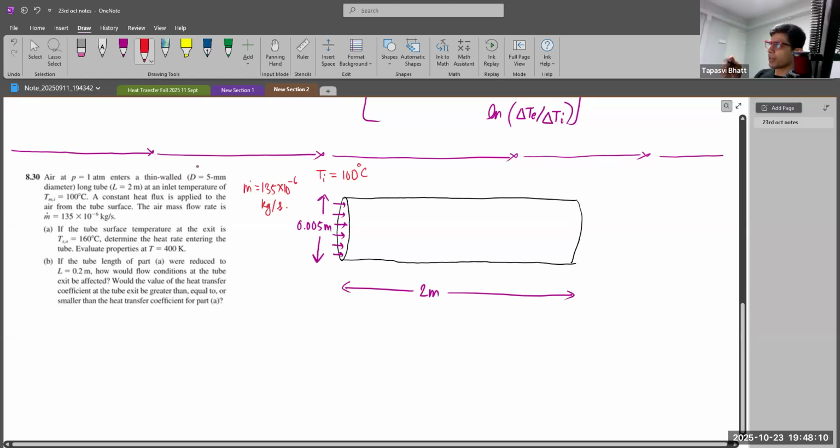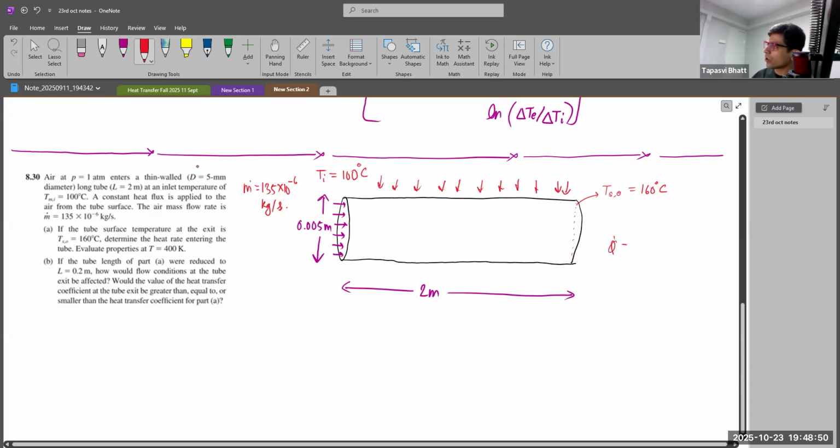Now it says if the tube surface temperature at the exit is 160 degrees Celsius, determine the heat rate entering the tube. So Ts out is 160 degrees Celsius. Determine the heat rate entering the tube. So what is Q dot here? This is what they want us to calculate in this problem.